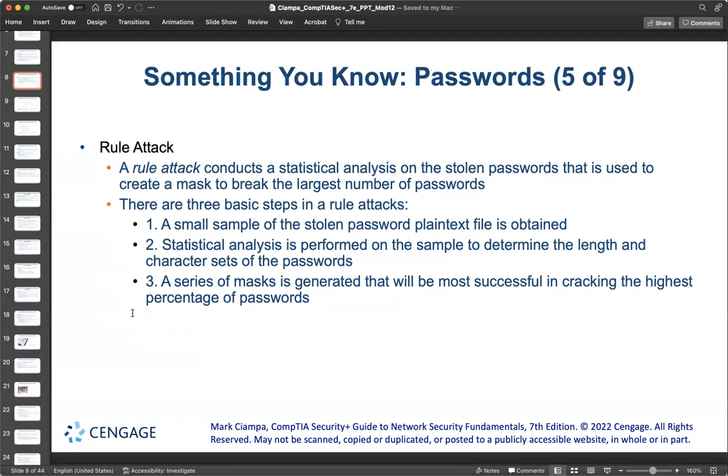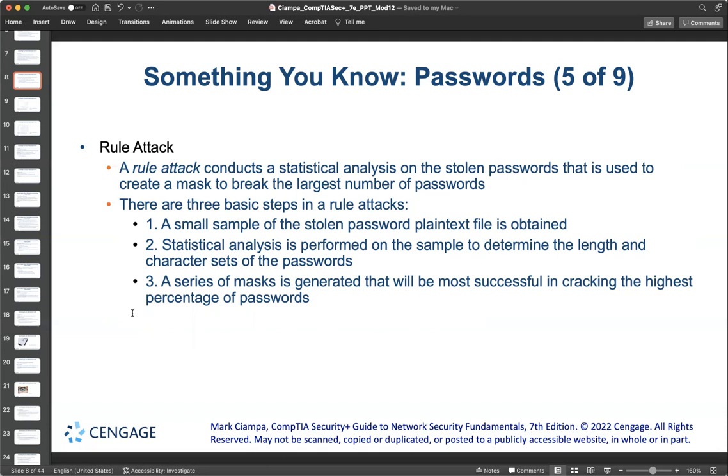And then for that specific entity or community, they run a statistical analysis so that they can determine the usual length of the passwords, how many characters are in each password, how the sets of passwords are, are there special characters and such? Basically, determining the password policy that applies to that group of stolen passwords.